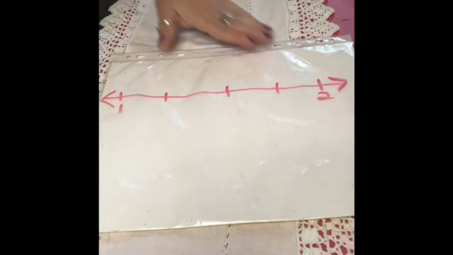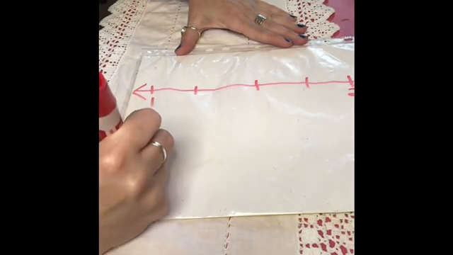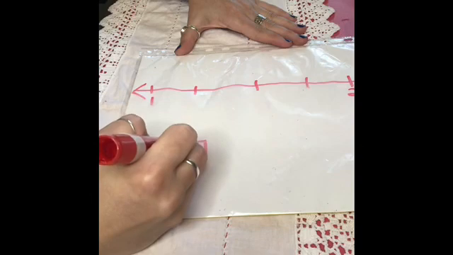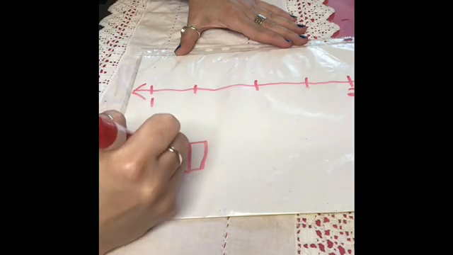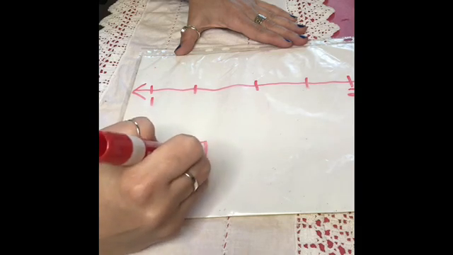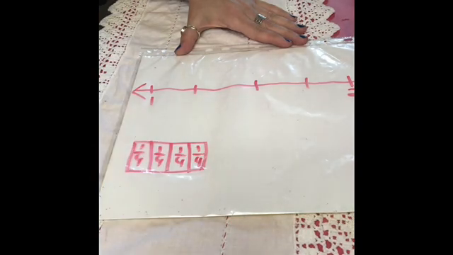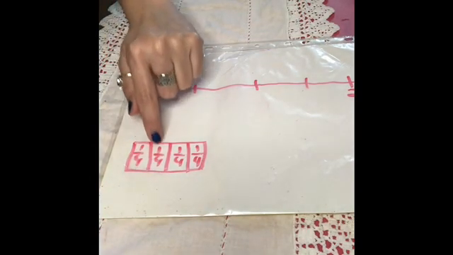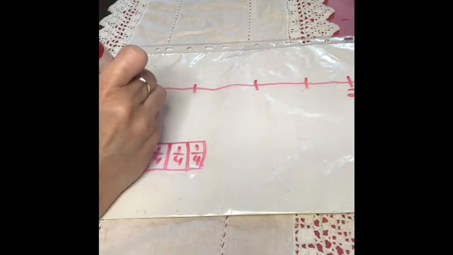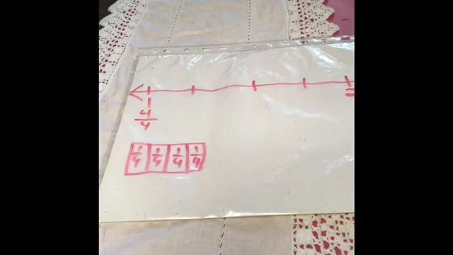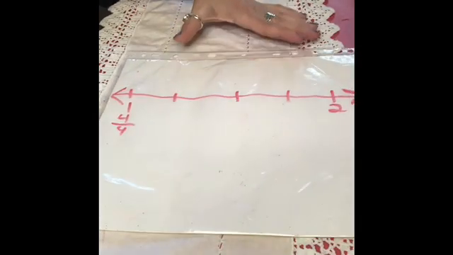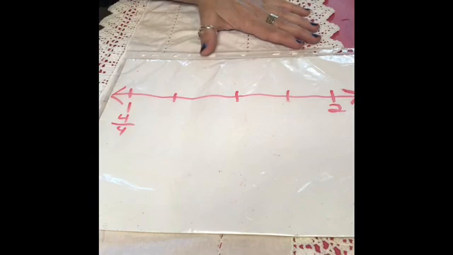Now let's think about 1. Which fraction is equivalent to 1? So I'm going to take a rectangle here, and I'm going to partition the rectangle like I did the number line into fourths, and then I'm going to write the unit fraction. And that will tell me how many fourths are in 1. Go ahead and count them. 1, 2, 3, 4. There are 4 fourths in 1. In other words, 1 is equivalent to, or the same as, 4/4. 4 fourths is equivalent to 1.